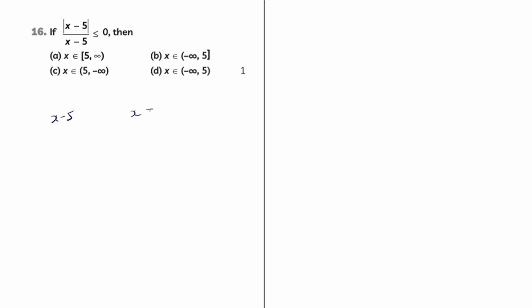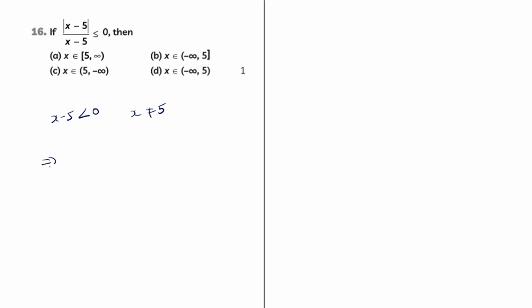We cannot have x equal to 5, because if x is equal to 5, then we will have mod x minus 5 by 0. As a result, it will not be defined. So we have x not equal to 5. Whether this is going to be less than 0 depends on this x minus 5 only. As a result, we have x minus 5 less than 0 as the solution for this inequality.